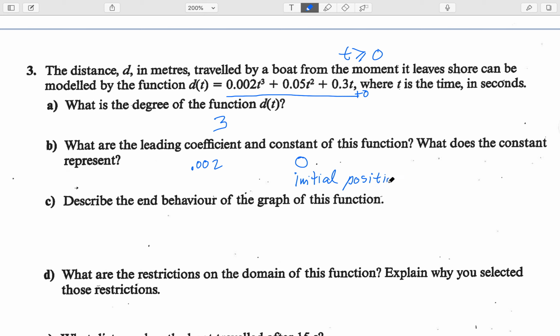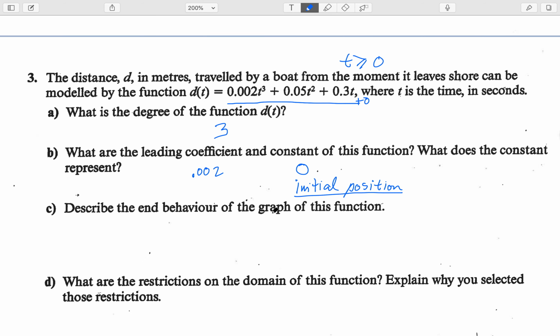Initial position. And that really just means at time 0, its position is 0. So it's starting at 0. That's all this really means. Describe the end behavior. Well, let's see. It's positive. So as I go to the right, it should go up to infinity. Or in other words, I could say the limit as x goes to infinity. It's not x, it's actually t. Careful.